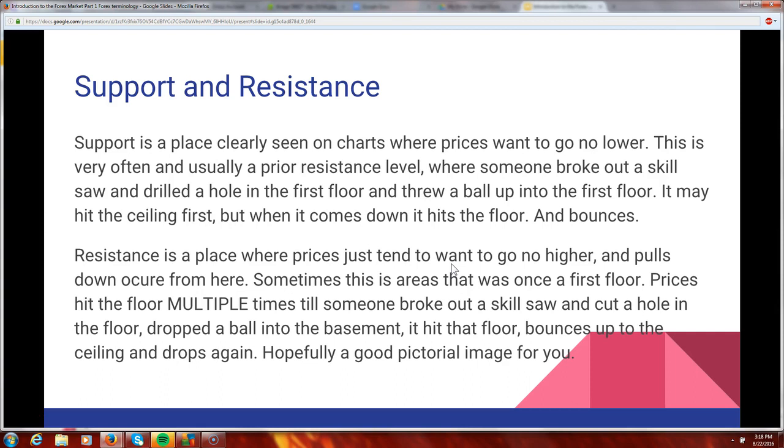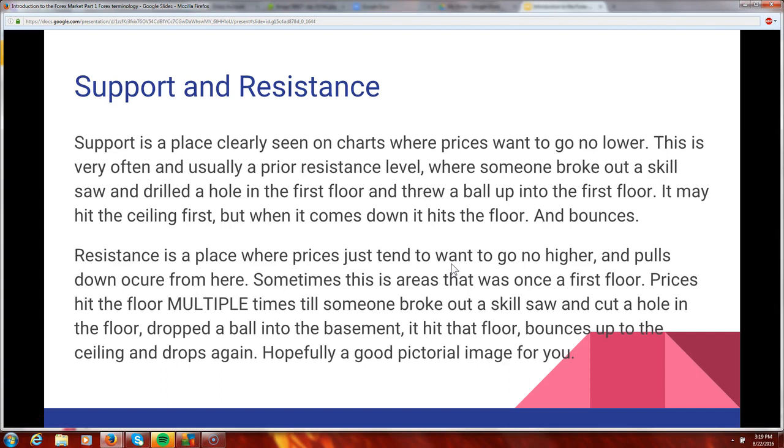Then they throw the ball up into the first floor. They throw it up very hard so that it can even hit the ceiling, okay? But when it comes down, it hits the floor and it bounces. Rarely is it going to go straight back through the hole that you just cut.